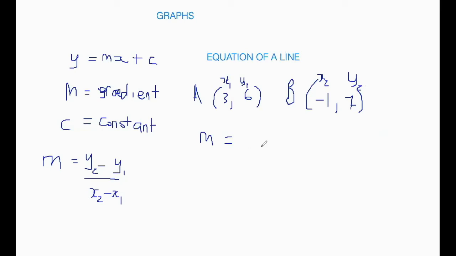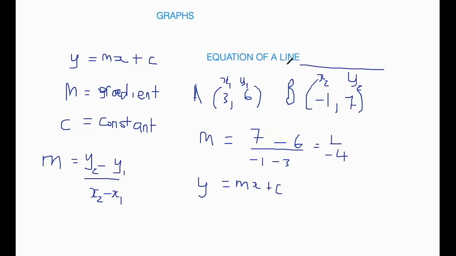Now let's substitute into the equation for the gradient. So y2 is 7, take away y1, which is 6, all over x2, which is -1, minus 3. So 7 minus 6 is 1, over -4. So given the gradient, we can now substitute into the equation y equal mx plus c, where we're now finding out what exactly the y-intercept is.